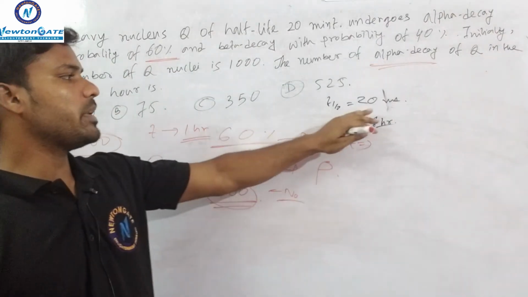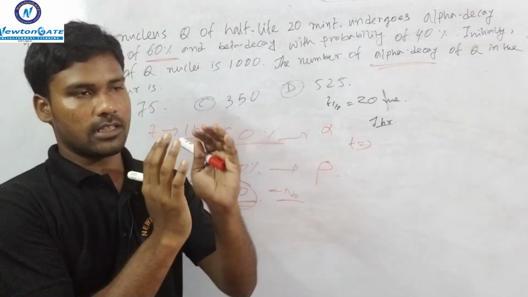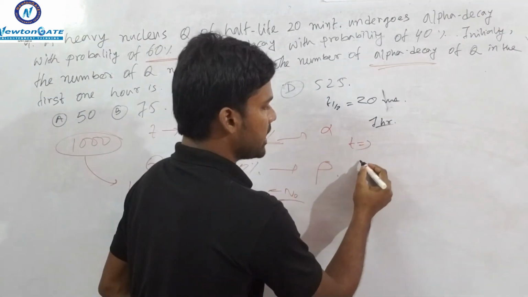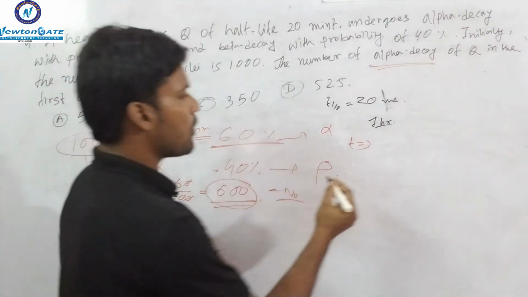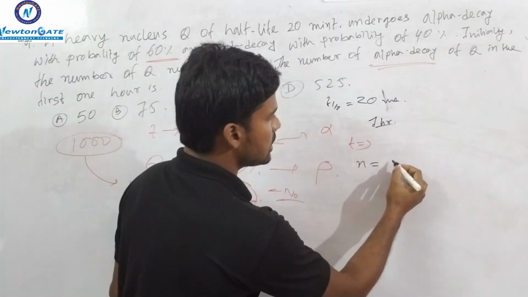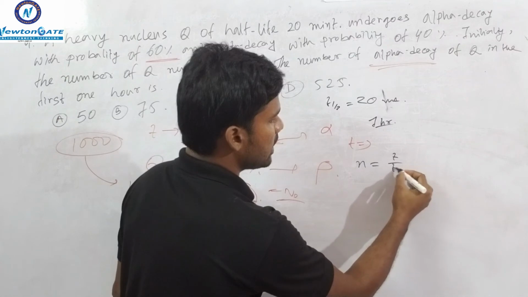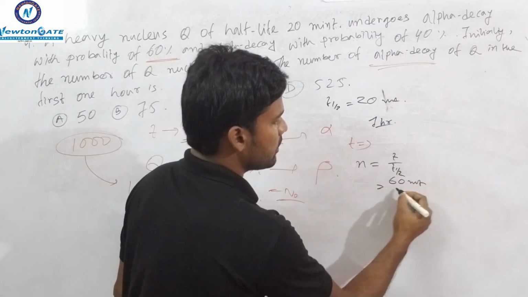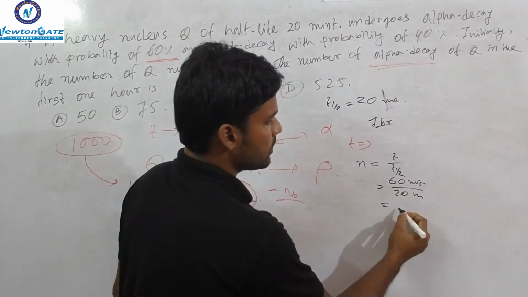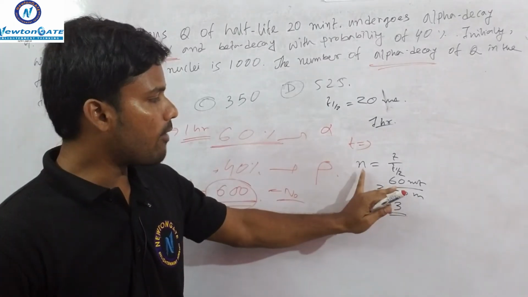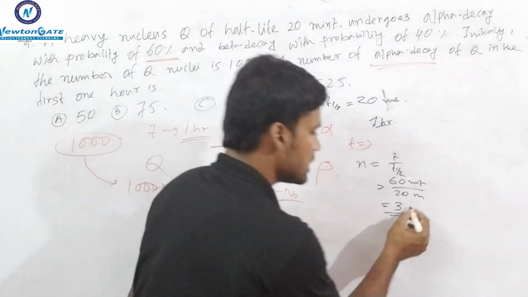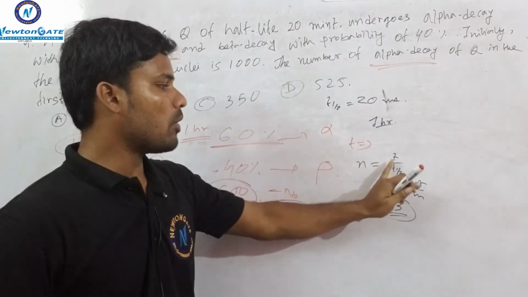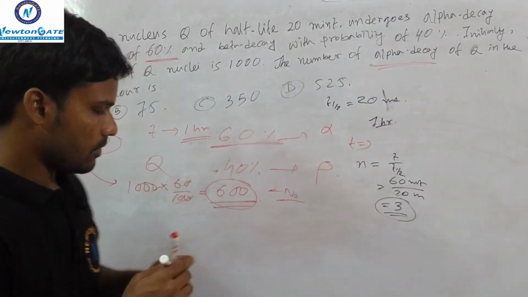इसका मतलब क्या है कि 20 मिनट में जो न्यूक्लियाई का साइज था वो हाफ हो जाता है, डिके करके हाफ हो जाता है. So for 1 hour, the number of half lives n equals T by T half, that is 60 minutes divided by 20 minutes, that means 3. The number of half lives in 1 hour is 3, because one half life is 20 minutes, right.